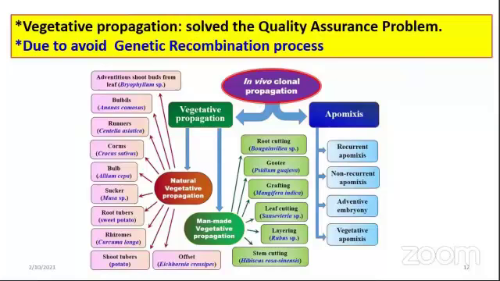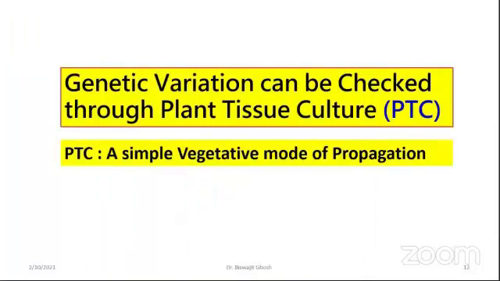So in nature, in common practice in our society, cultivars use stem cutting, grafting, root cutting, and so on for the vegetative mode of propagation. Even some bulbaceous plants, suckers, and rhizomes are also used for propagation to avoid the genetic recombination or variation problem. But this genetic variation is surely 100% checked through the plant tissue culture system. And plant tissue culture is nothing but a simple vegetative mode of propagation.